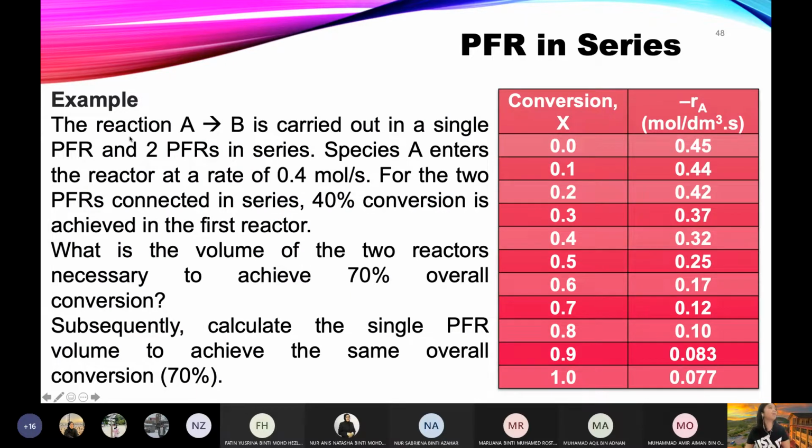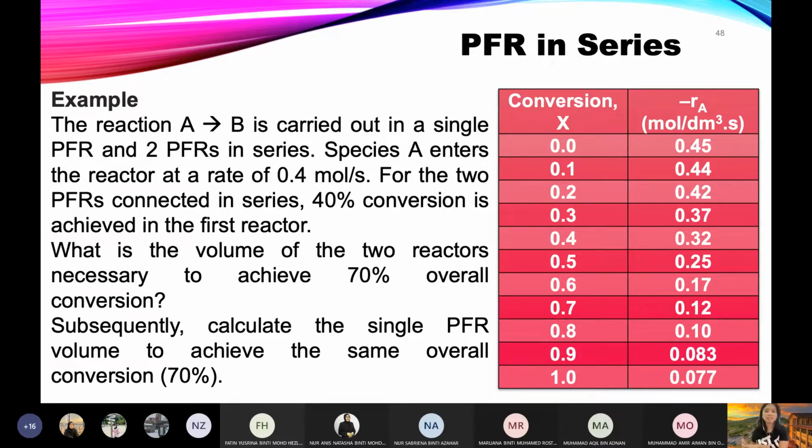Okay, so let's say the question, the reaction carried out in a single PFR and 2 PFR in series. So kalau kamu perasan soalan ni sama je soalan tadi, tapi tadi tu CSTR, this is PFR. So I have one single PFR or I have 2 PFR in series. Okay, then next, the species A enters the reactor at a rate of 0.4 mole per second. So FA0 pun still sama macam soalan tadi, 0.4 mole per second.